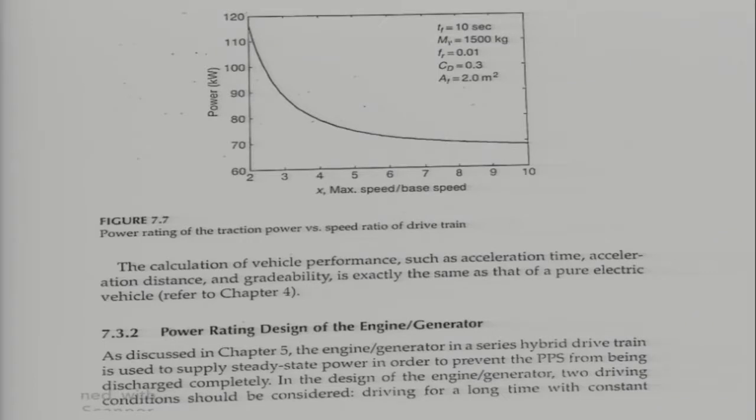So the calculation of vehicle performance is exactly the same as that of a pure electric vehicle. Similar calculations are valid for series hybrid drivetrain also. So this is about the power rating of the traction motor. Now the next part is power rating of engine or generator.